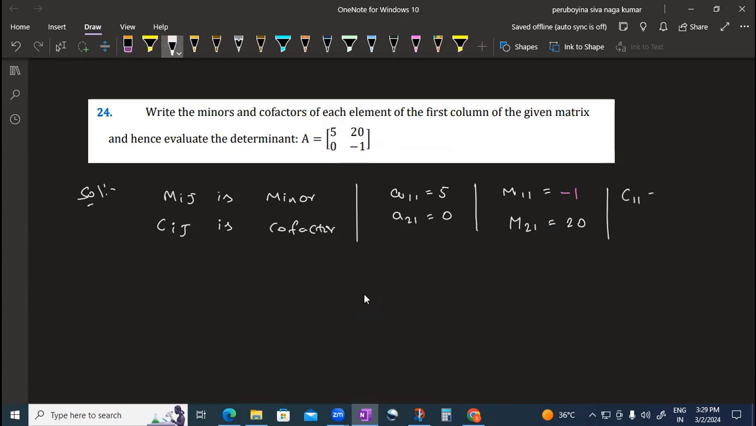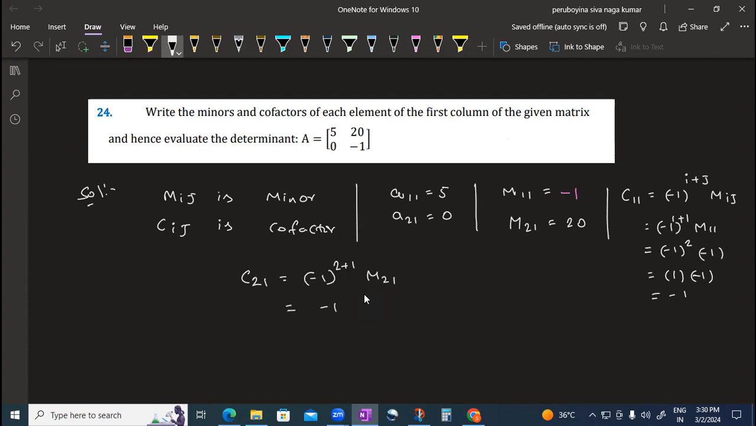So after getting these minors, we have to calculate C11. It is nothing but minus 1 to the power of i plus j into Mij. That is minus 1 to the power of 1 plus 1, M11. That is minus 1 to the power of 2, M11, it is minus 1. So this is plus 1 and this is minus 1, which is minus 1. Similarly, C21. So minus 1 to the power of 2 plus 1, M21. So minus 1 to the power of 3, M21 is 20. So this is minus 20.